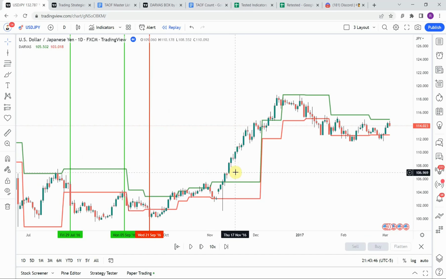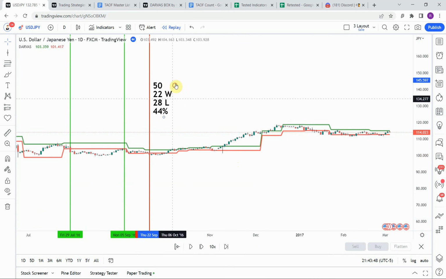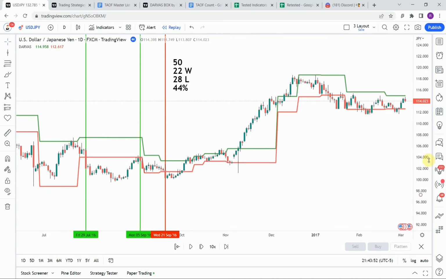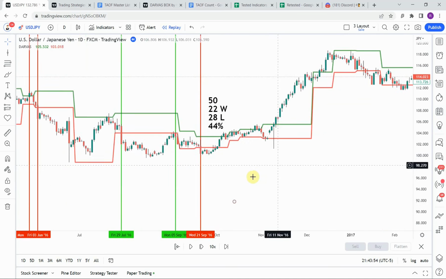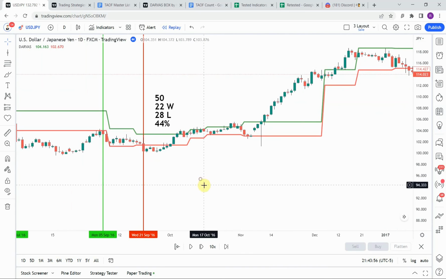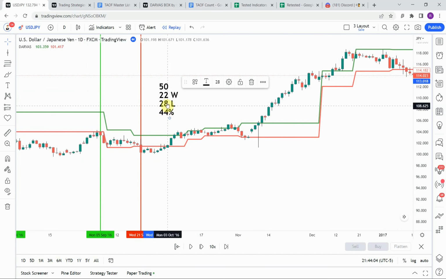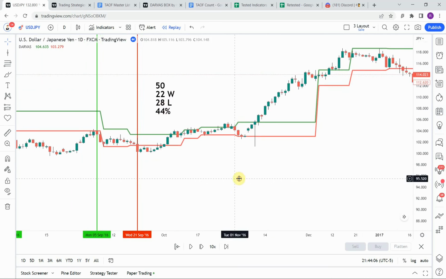All right, so let's go ahead and take a look at our advanced testing here. Let's drag this down there. All right, so we did the 50 trade advanced testing like we normally do, and out of the 50 trades, we had 22 winning trades, we had 28 losing trades, putting us at a 44% win rate.